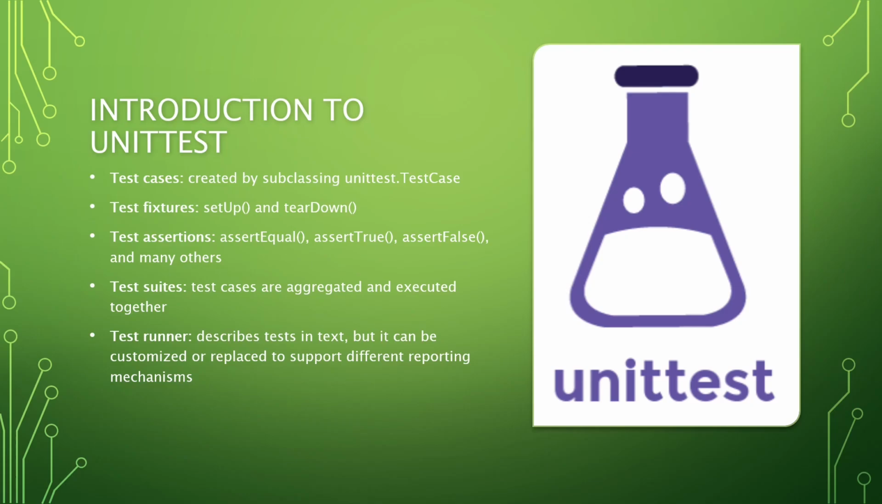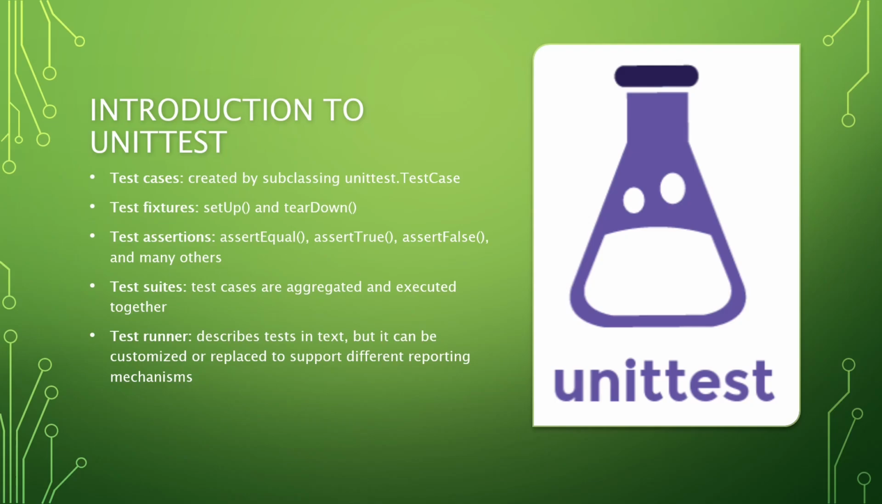Test assertions are used to check for specific conditions during the test. Test suites are collections of test cases organized around a testing procedure. Unittest allows different test cases to be executed together. The test runner is a component that orchestrates the execution of tests and provides the outcome to the user. A basic runner outputs human-readable reports in text, but can be customized or replaced.